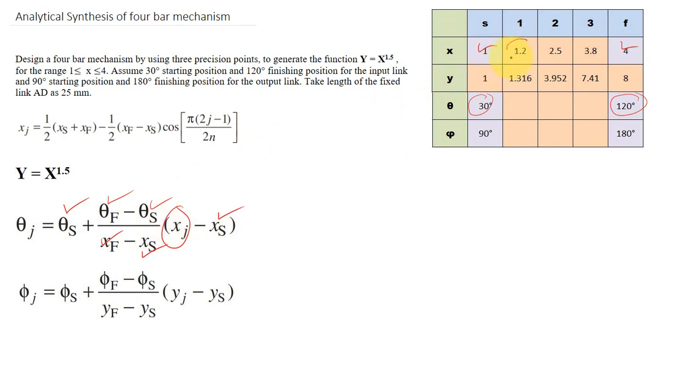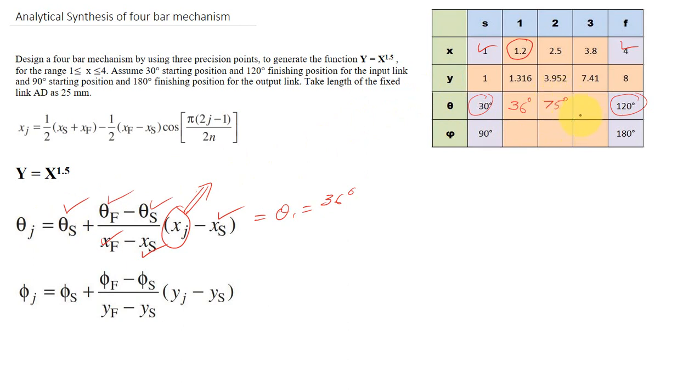First you have to calculate the value of theta 1 with the help of x1. Here x1 is 1.2, so theta 1 will be 36 degree. Similarly, upon substituting x2, that is 2.5, in this equation, you will get the value of theta 2, and the value of theta 2 will be 75 degree.